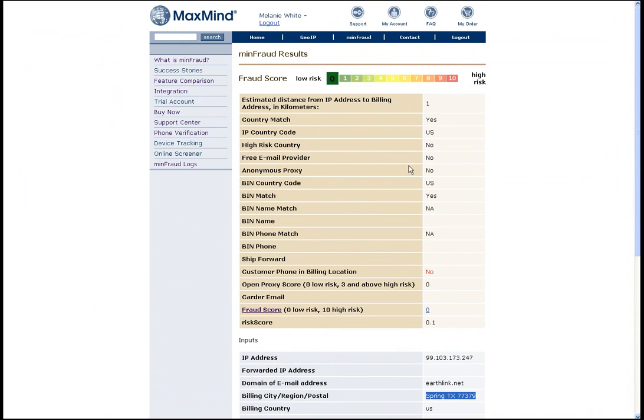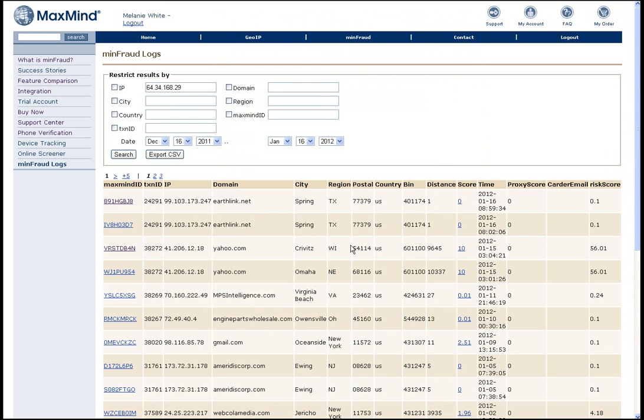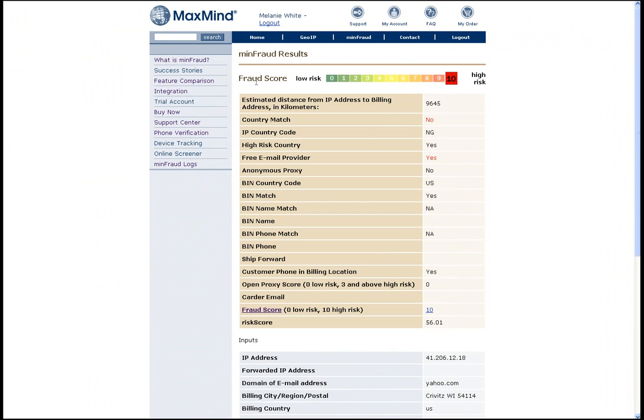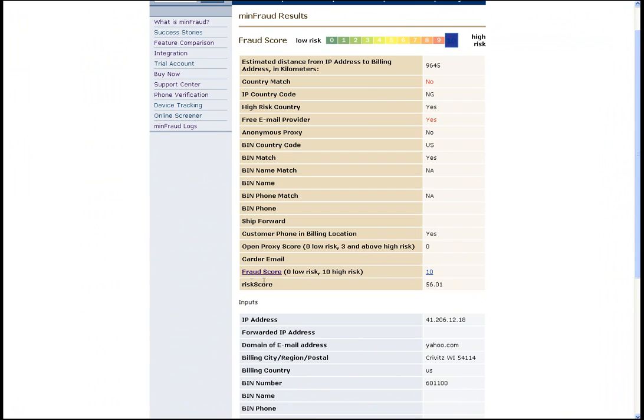Now if I go back and I look at one that had a high fraud score, for instance, let's see here, one of these. This one at the top is telling me 10, high risk, and under risk score, I have a 56.01. That means there's a 56% chance that this is fraudulent, and that's pretty high. Our system actually rejects these if it's that high. You can see in red the reasons why.